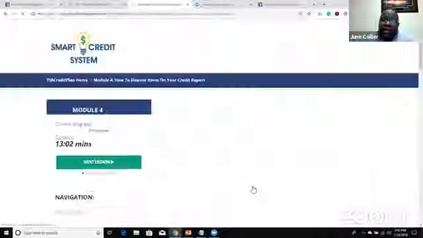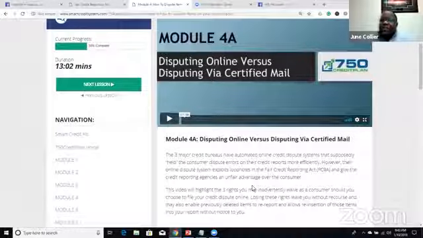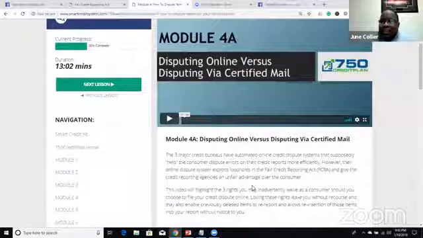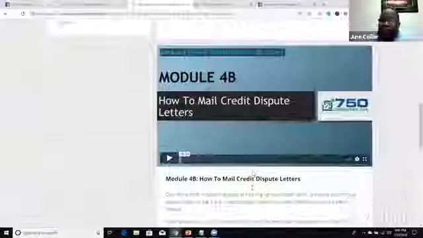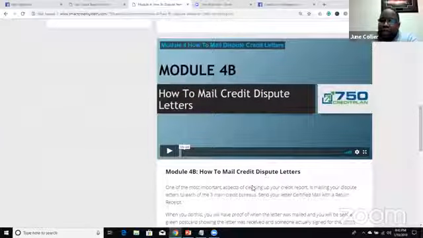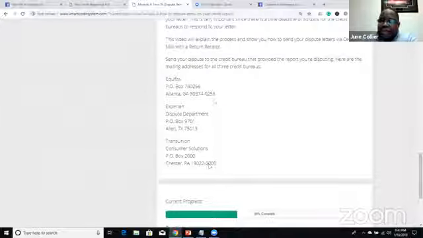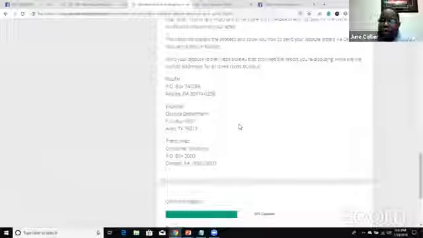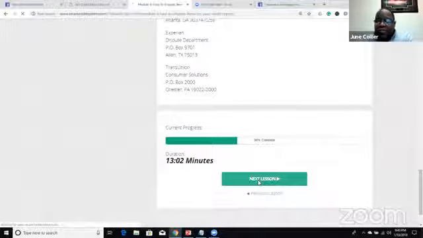Let's take a look at module 4. We got disputing online versus via certified mail. You never want to dispute online. You want to dispute via certified mail, and we tell you why, and then we show you how to mail your dispute letters. We give you the addresses of all of the credit bureaus there. We got everything in this credit repair system.